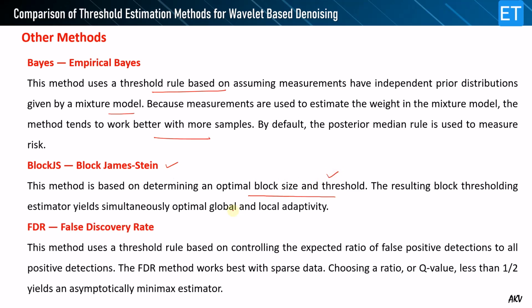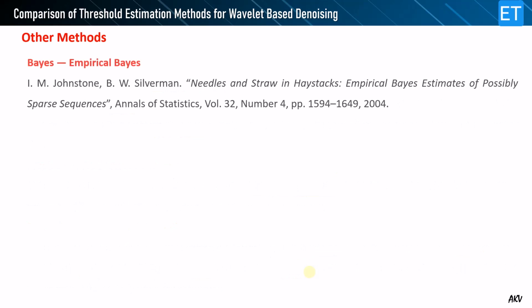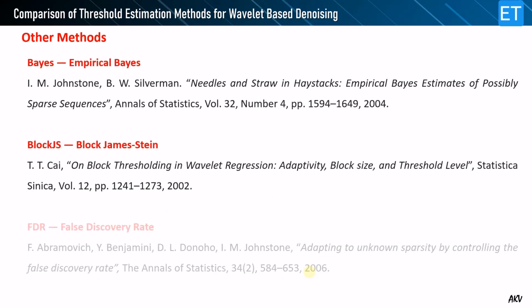And the next is based on a statistical method, that is the false discovery rate. This method uses a threshold rule which is based on controlling the expected ratio of false positive detections to all positive detections. So this method is actually suitable for sparse data. These three methods are actually complex. They have their own full-length research papers. If somebody is interested in these methods, they can go through these research papers.